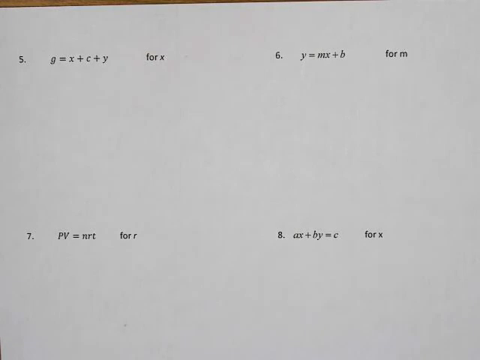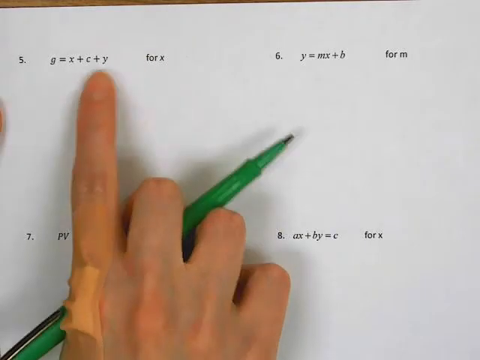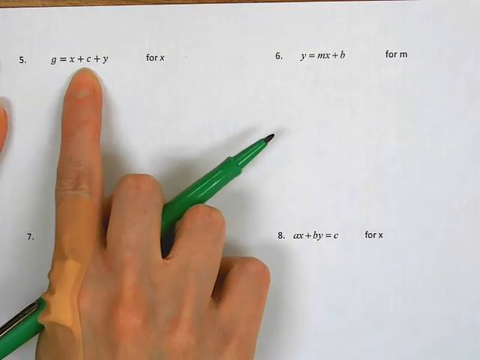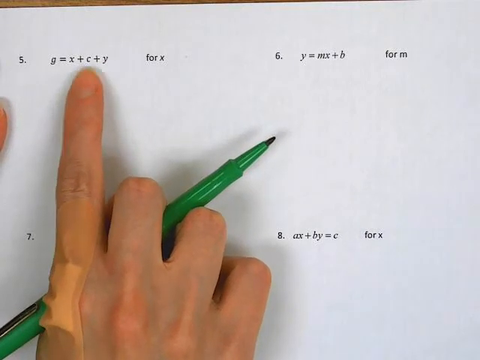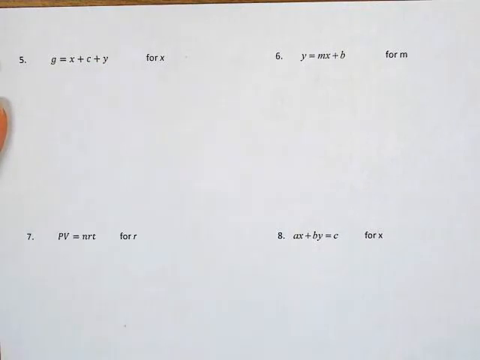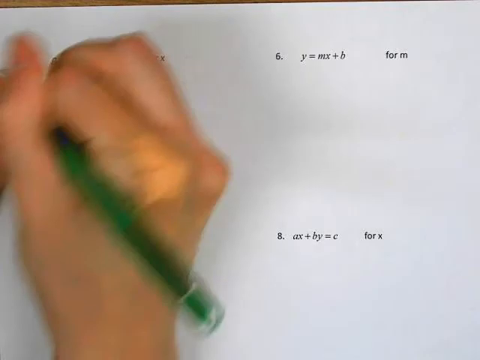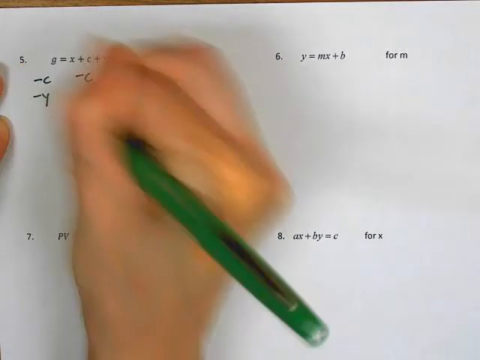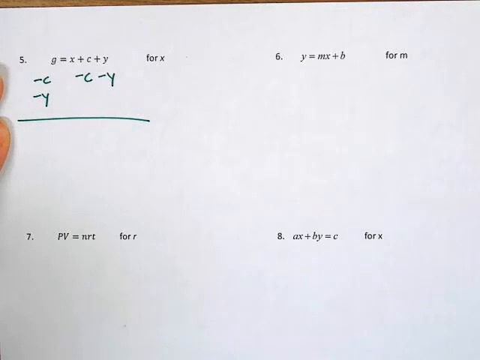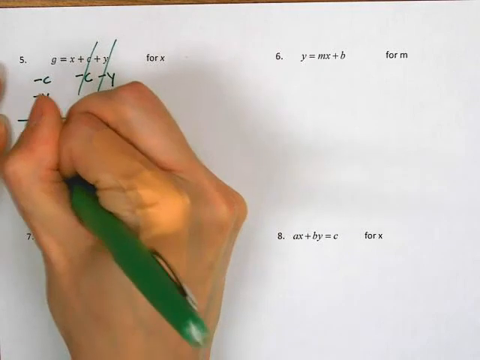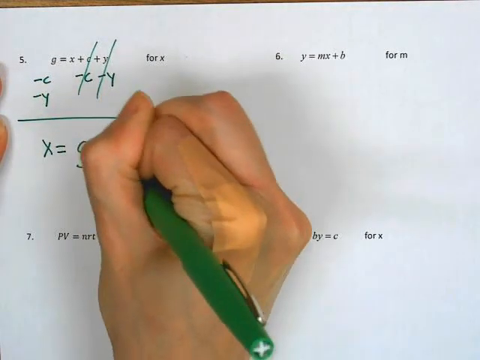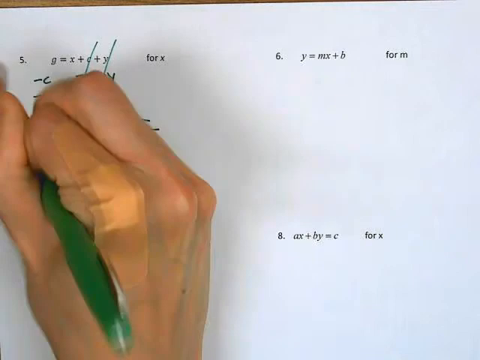All right, number 5. You're trying to get X alone. So how do we get rid of plus C plus Y? You would do minus C and minus Y to both sides. All right, so these cancel. And then, yeah, final answer. X is just going to be G minus C minus Y.